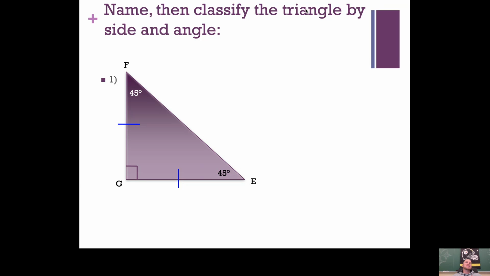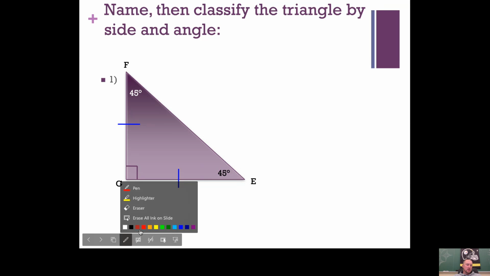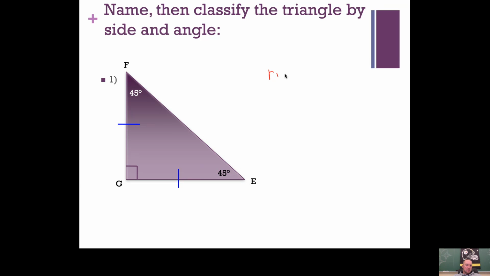We're going to name, then classify the triangle by side and angle. So if you look at your angles first, notice how one angle is a 90-degree angle or a right angle because these two segments are perpendicular. So this is a right triangle.